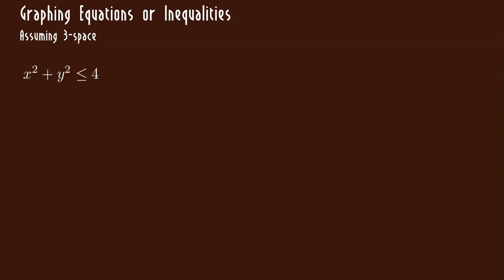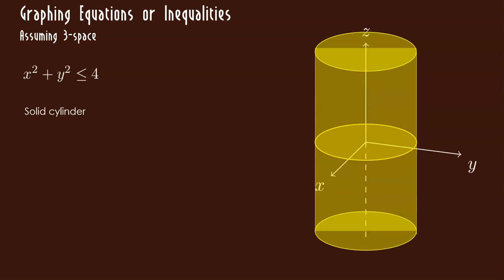Now, if I add the z coordinate, there's no restriction on my z, so I have this circle going all the way up to infinity and all the way down to infinity. So what I have is a solid cylinder. I attempted to draw that. It might be easier just to describe it. It's a cylinder of radius 2 that is centered at the origin and goes up to infinity and down to negative infinity.